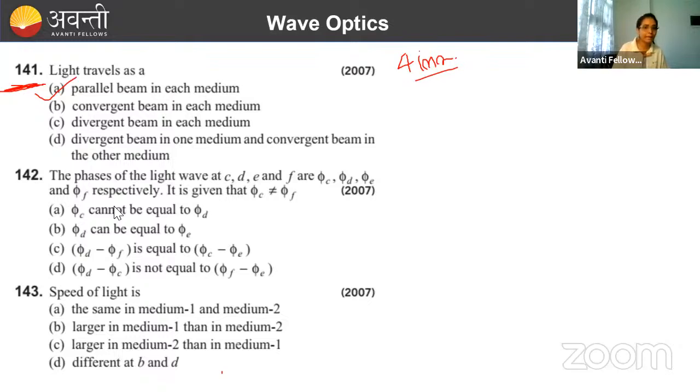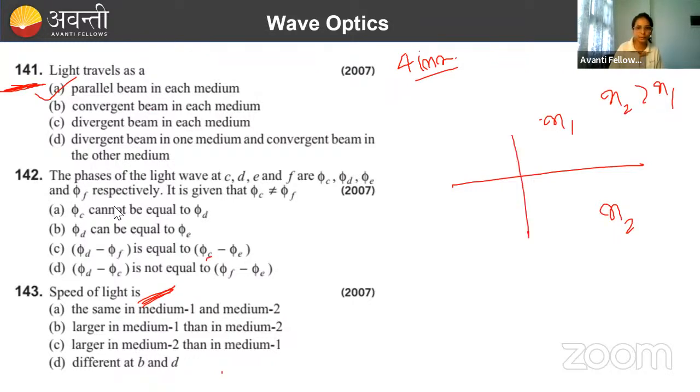Phi D minus phi F is equal to phi C minus phi E. Just see the diagram now. Speed of light, now you have to consider that. Suppose this is medium N1, this is N2, and N2 is greater than N1. So what will happen to the light coming? Light is this, and it will bend towards the normal. Then draw the wavefront. So its wavefront will look something like this.